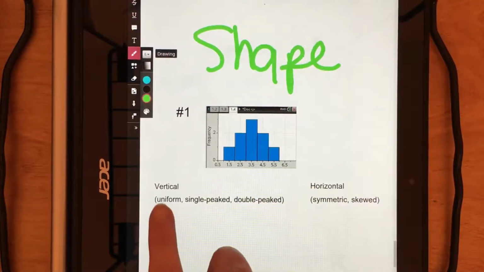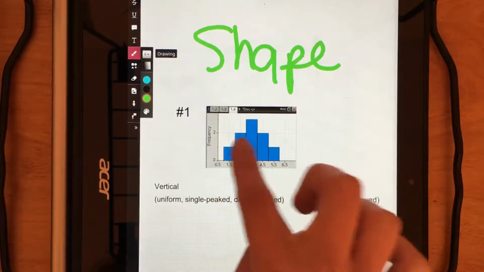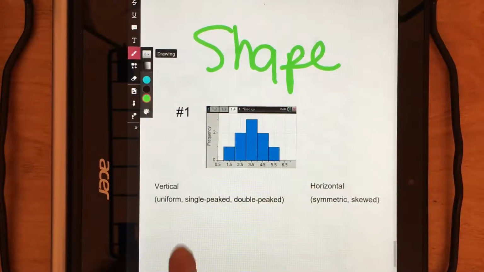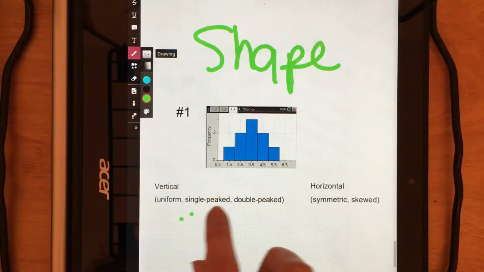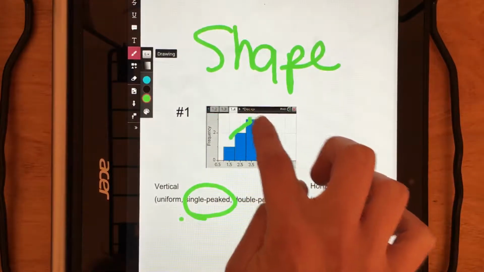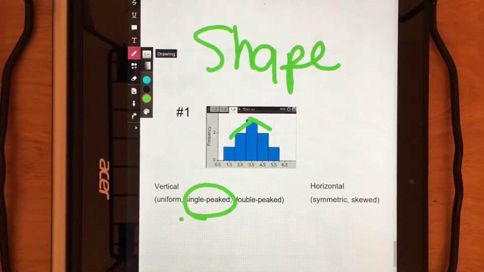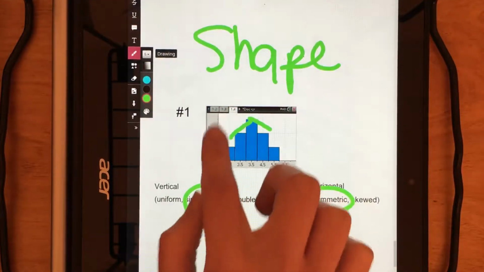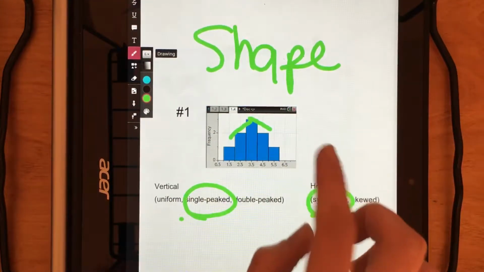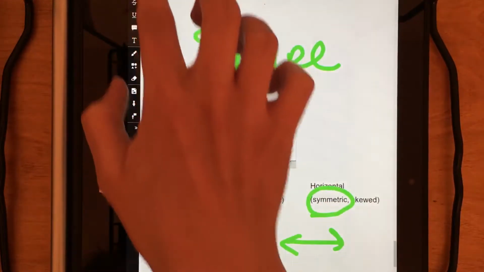So if we look at the vertical aspect of it, so how the heights of all the bars are, they're not all the same height, so it's not uniform. It's going to be single peaked because they kind of just all go to that middle point, and the heights are going up and then going back down. So that's a single peak, that's the vertical part of it. And then horizontal describes how wide they're spread out. So they're all actually equally spaced out here. So that's going to be called symmetric. There's something in each of the bins. It's not like left-sided versus right-sided. It's all kind of equal. So that's going to be for our first one there.